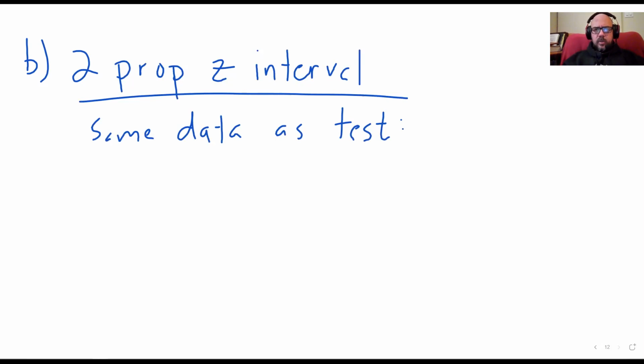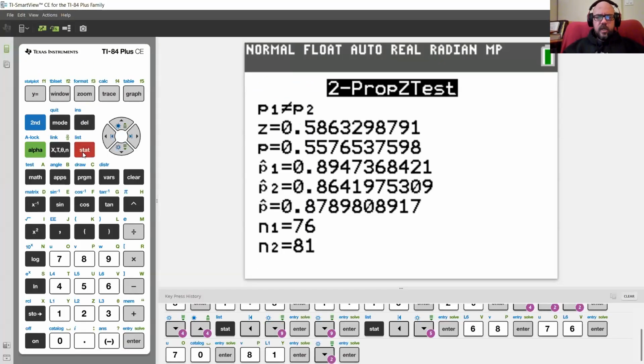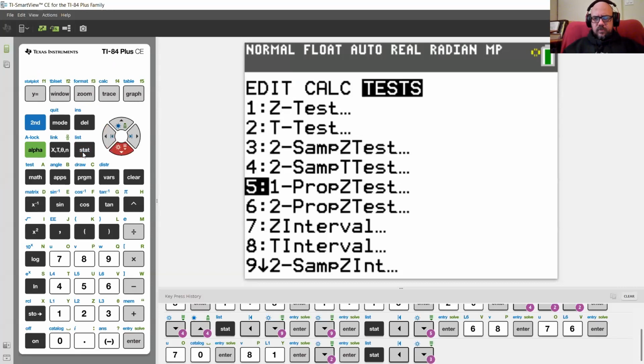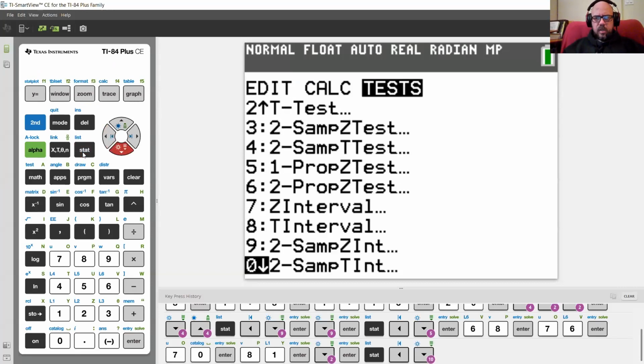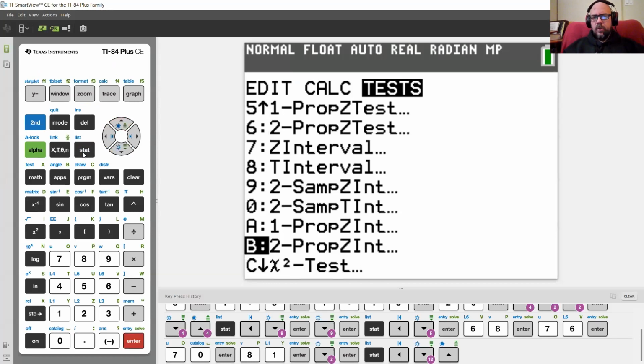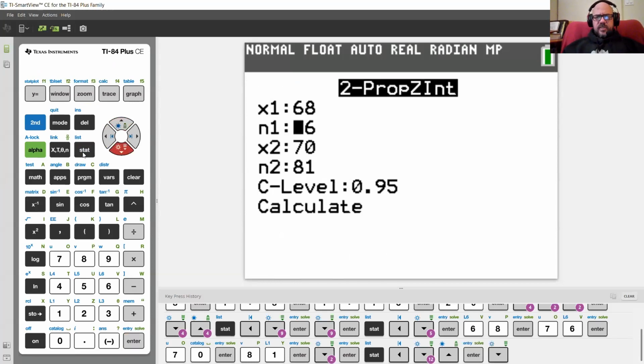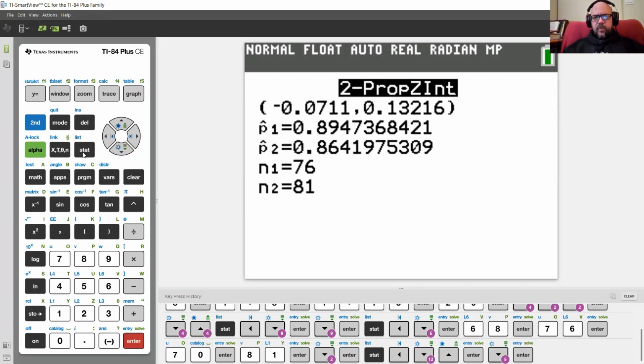All right, so we're going to go to calculator, stat, test, 2 prop z interval. Let's test 2 prop z interval right here. 68 out of 76, 70 out of 81, 95%. Looks all great to me. Calculate it up. Yep, and indeed 0 is in the interval. So we got about negative 7.1% up to positive 13.2%.